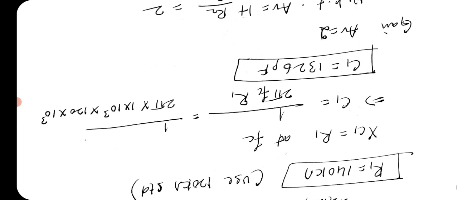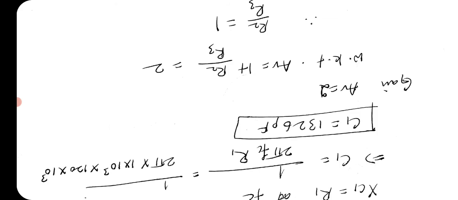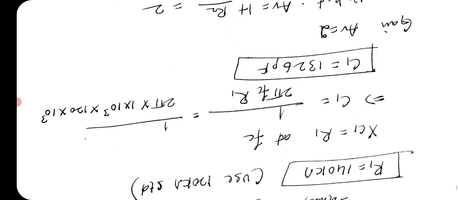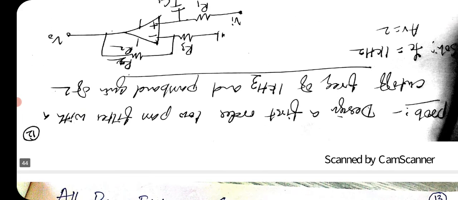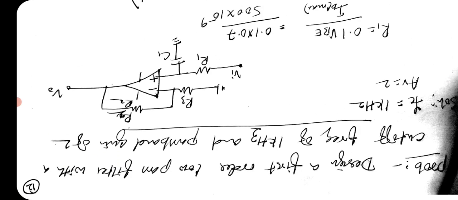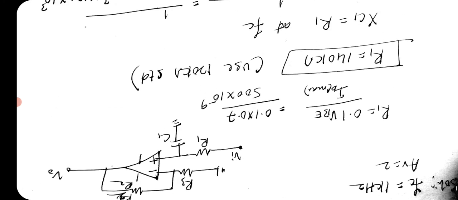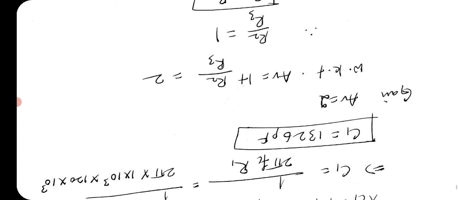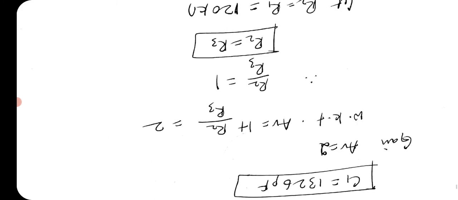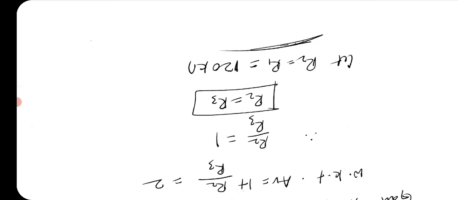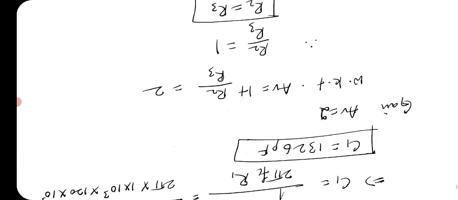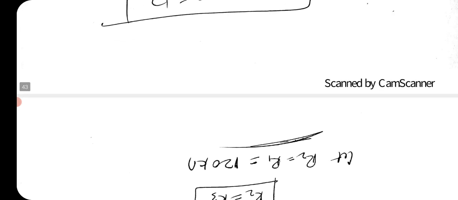Passband gain of 2 means nothing but AV equal to 1 plus R2 by R3, because this input is given to low pass filter, right? Input is given to non-inverting terminal. Gain will be 1 plus R2 by R3. 1 plus feedback resistance by input resistance equal to 2, which is nothing but 1 plus 1 equal to 2, right? It means R2 by R3 should be equal to 1. Therefore, R2 should be equal to R3. Go through this problem. You have the same thing in your notes.